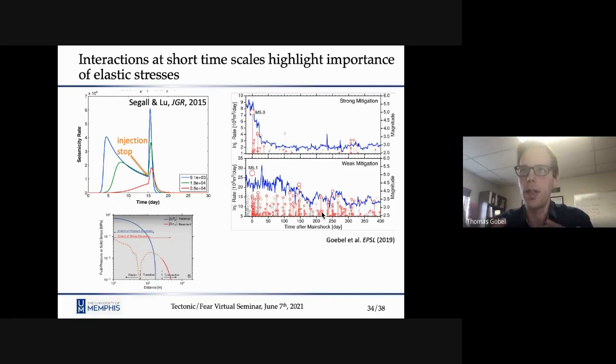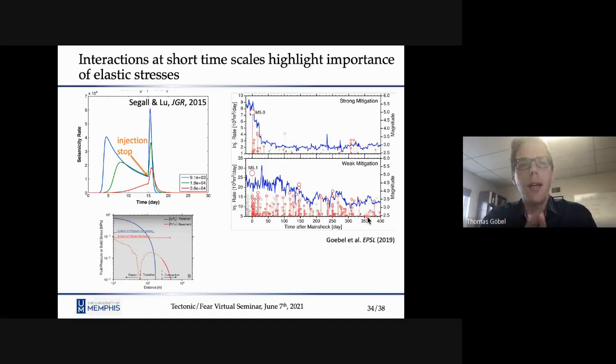The weak or essentially no mitigation case is, the magnitude 5 happens and we continue injection. And just at face value, I think you can appreciate the difference between the upper panel and the lower panel, where the earthquakes are shut off pretty rapidly in the upper case for the strong mitigation, and just continue for another year, I guess till the end of the time series here, with the continuation of injection rates.